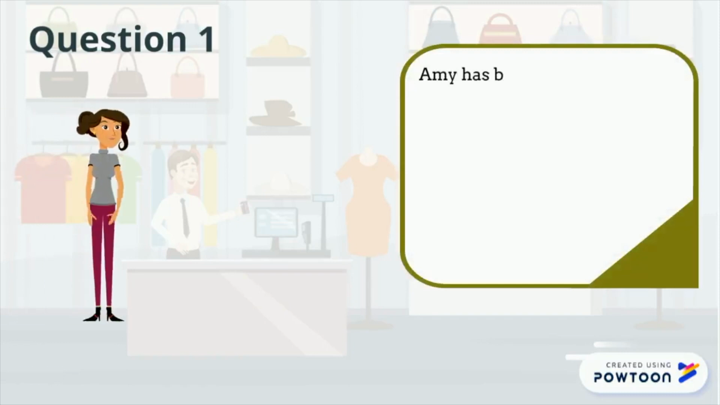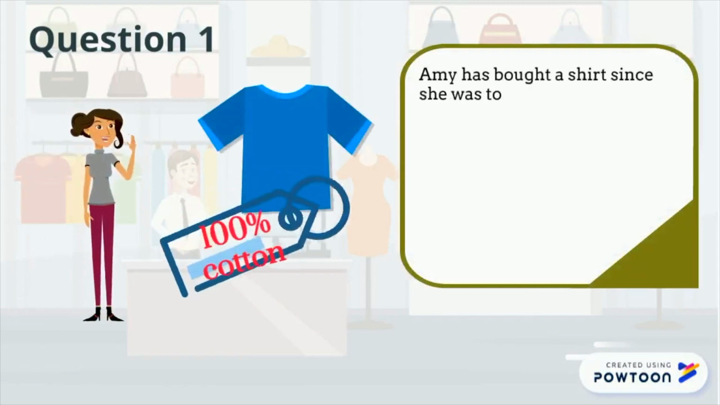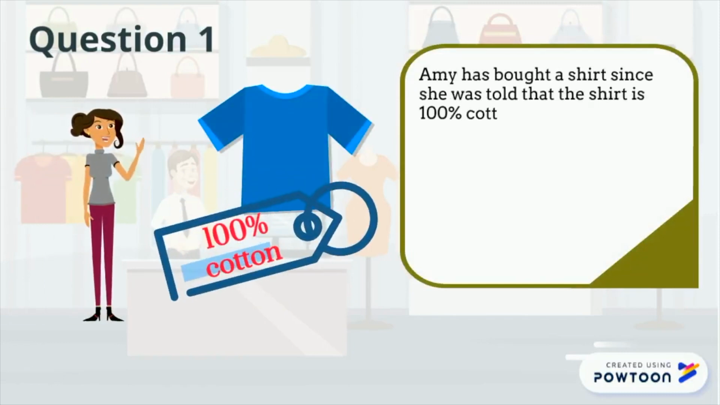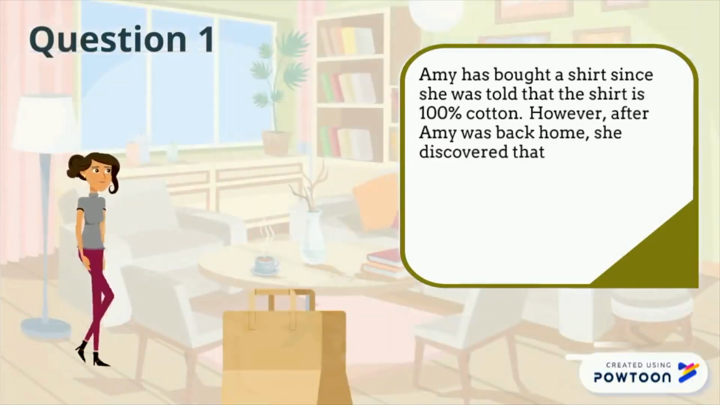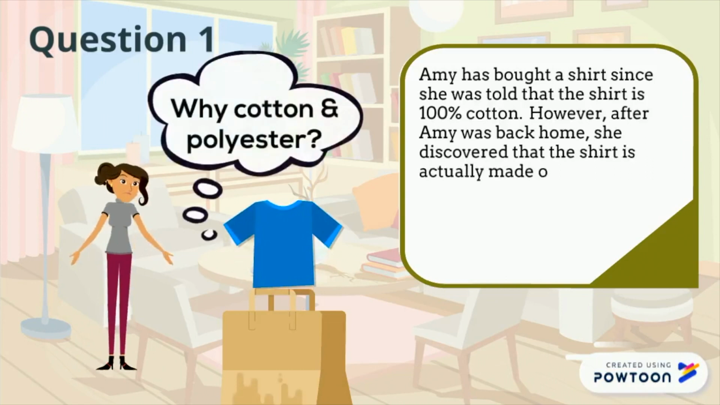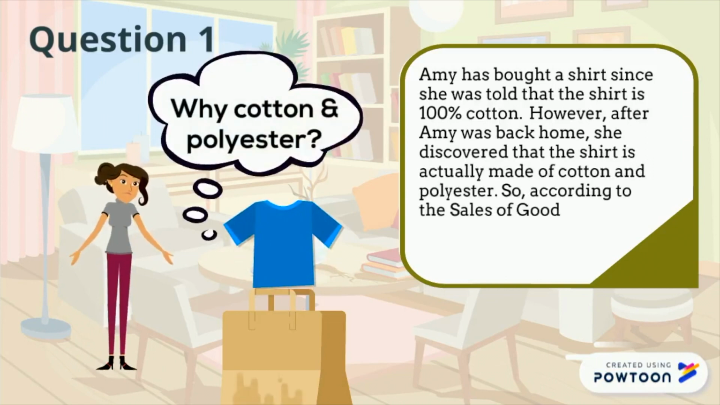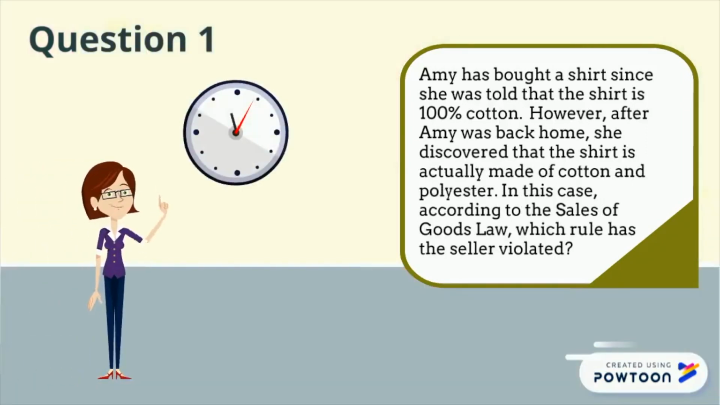Question 1. Amy has bought a shirt since she was told that the shirt is 100% cotton. However, after Amy was back home, she discovered that the shirt is actually made of cotton and polyester. So according to the sales of goods law, which rule has the seller violated? Find the correct answer in 10 seconds.